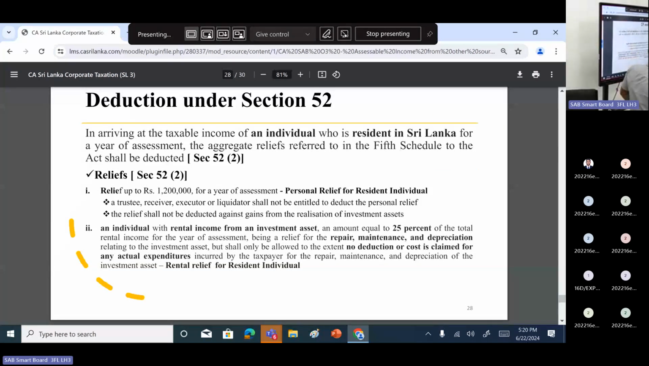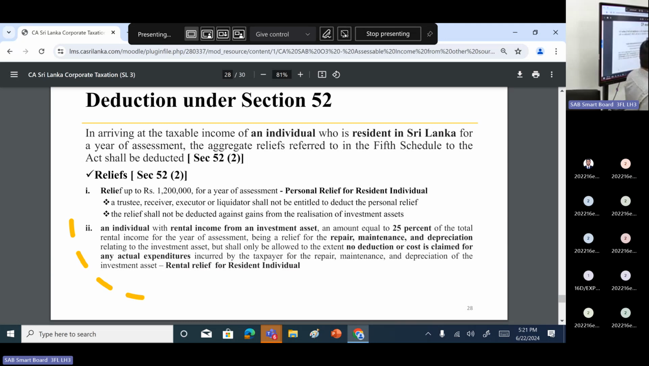Now, the taxable income for an individual. This is applicable only for an individual who is resident in Sri Lanka for the year of taxman. The extent is referred to in the rules that can be deducted. Remember, a relief is applicable only for individuals, not for entities. So relief is given only for individuals. As per the current law, we have relief only for individuals.